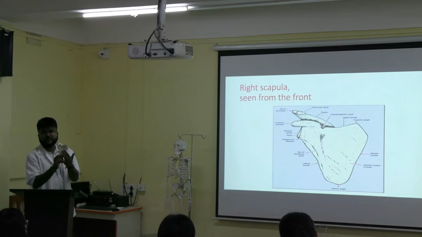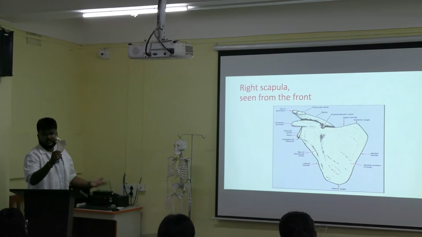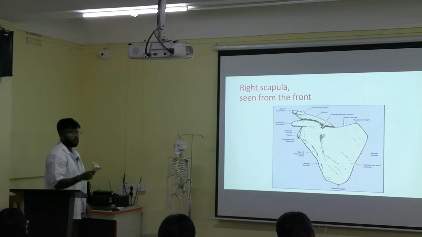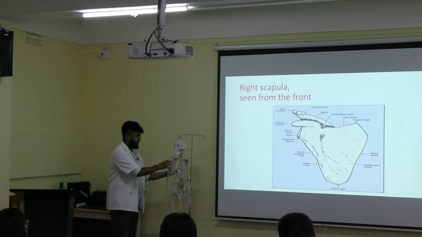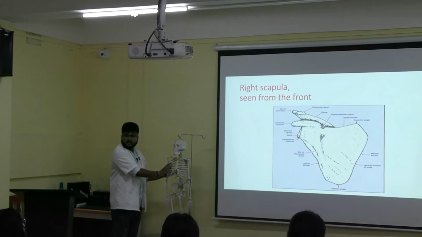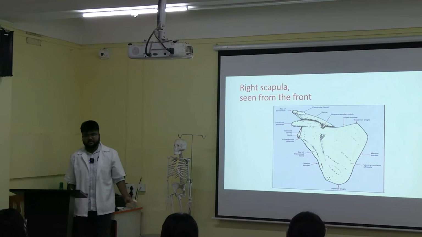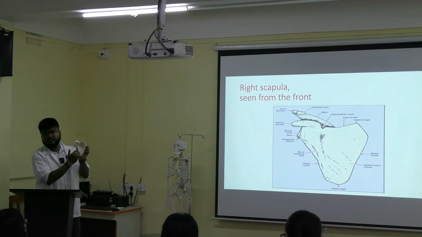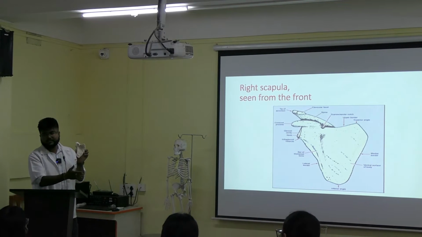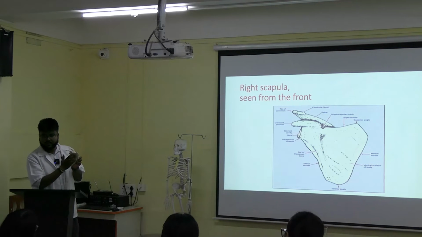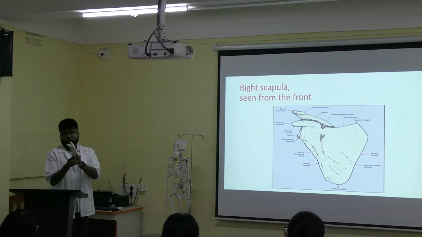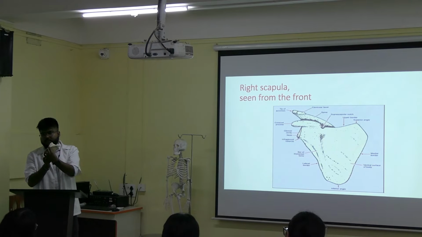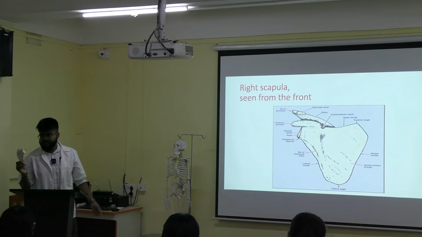Which surface is this? Anterior surface or costal surface. Why is it called the costal surface? Because here the costal cartilage, mainly the rib cage, is present. That's why this is called the costal surface, or ventral surface, or anterior surface. Another one is the posterior surface, because here the spine of the scapula is present posteriorly.